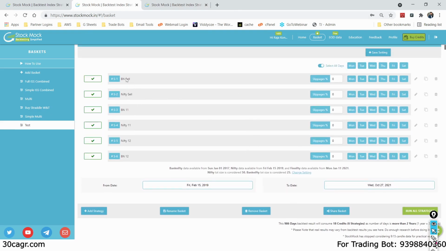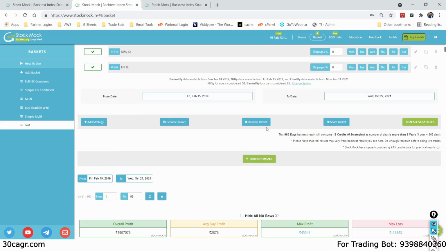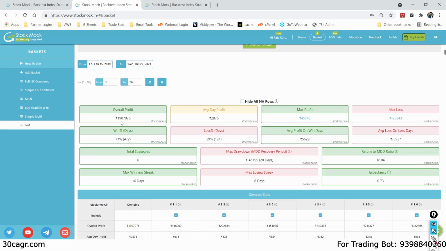So here we have six strategies. One is Bank Nifty with 30% stop loss, entry at 10 o'clock, and Nifty again with entry at 10 o'clock. Bank Nifty 11 o'clock, Nifty 11 o'clock, Bank Nifty 12 o'clock, and Nifty 12 o'clock. Basically, it's the same strategy with 30% stop loss, but we have different strategies at a time interval of 1 hour, right? At 10 o'clock Nifty and Bank Nifty, 11 o'clock Nifty and Bank Nifty, and 12 o'clock Nifty and Bank Nifty. I have run all these strategies just to save some time. You can see that 19 lakh 7,000 is the profit, but obviously we do not get all this profit.